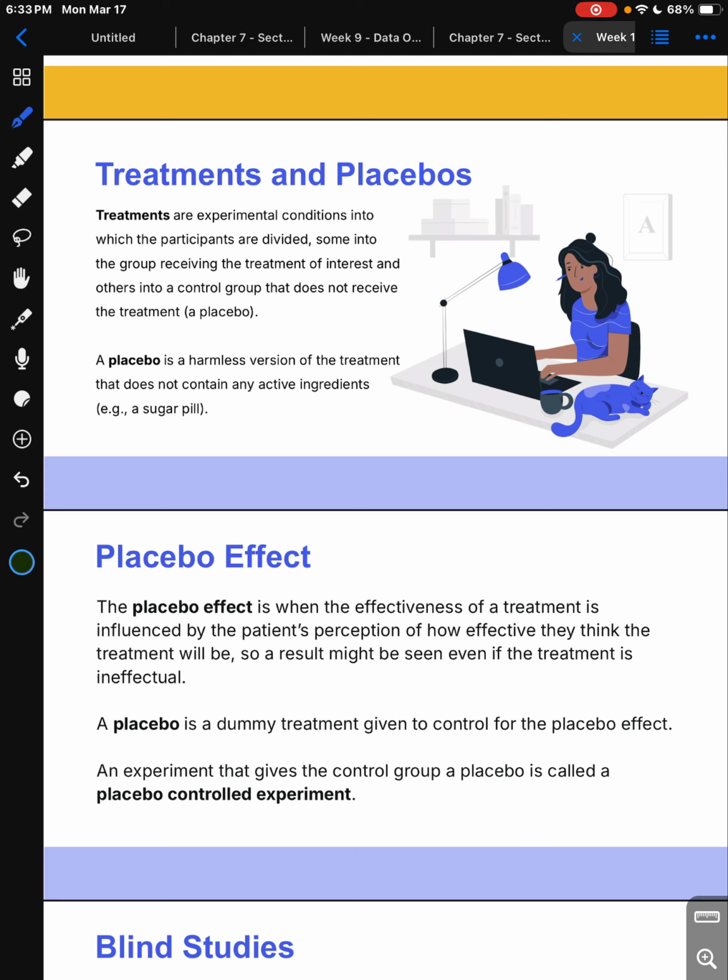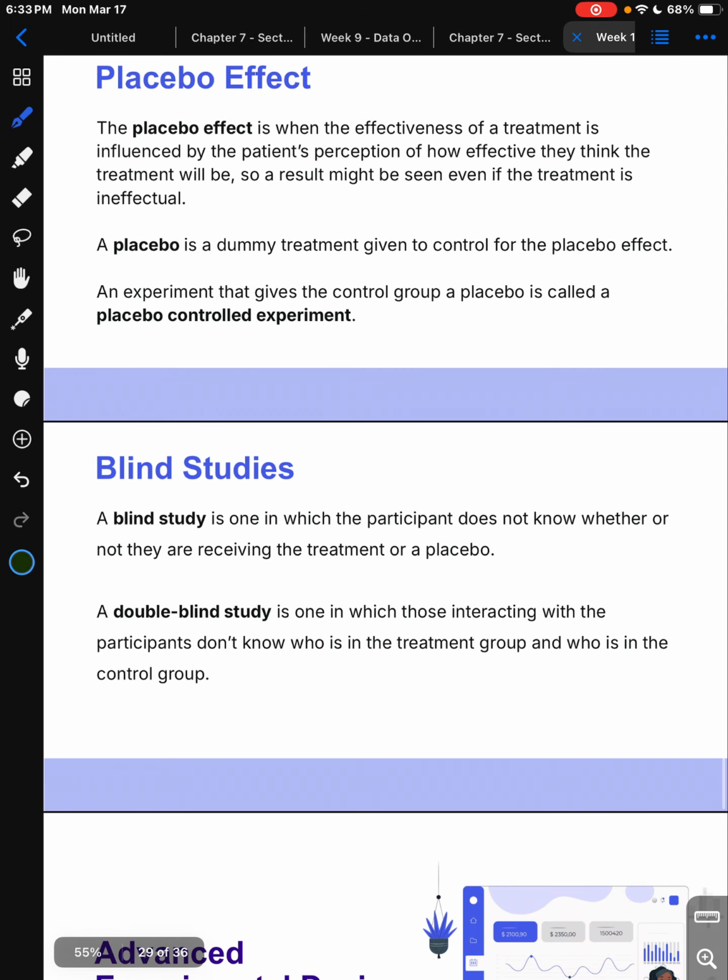A placebo is a dummy treatment given to a control group to account for the placebo effect. An experiment that gives the control group a placebo is called a placebo control group. So a blind study is when the participants don't know if they are in the treatment or the placebo group. A double-blind study is when the researchers also don't know who's in each group.